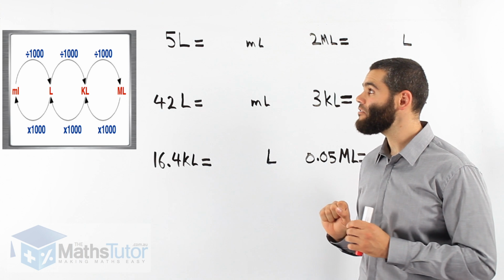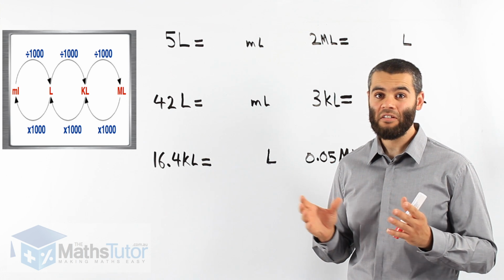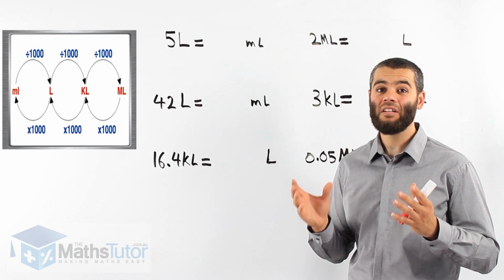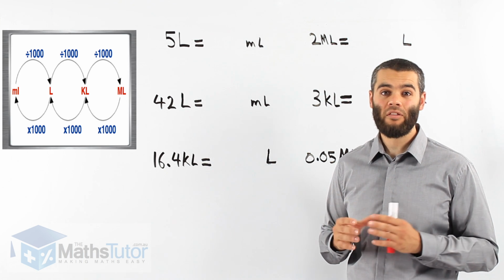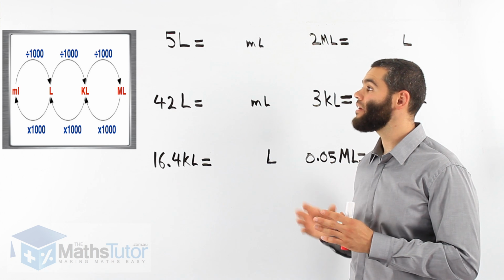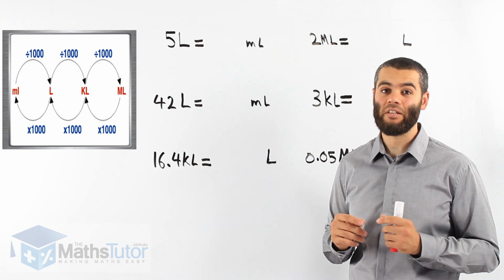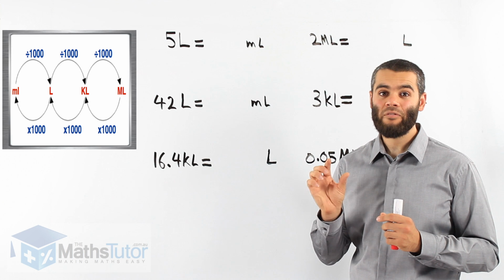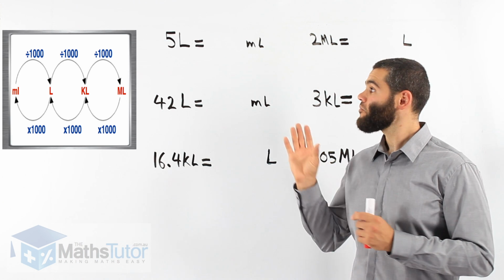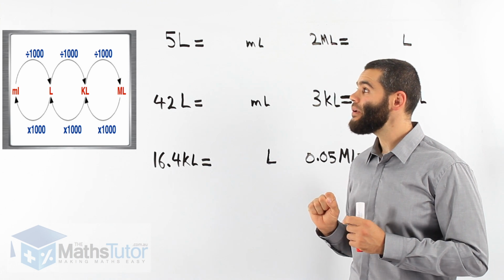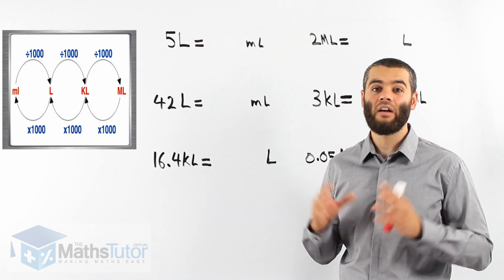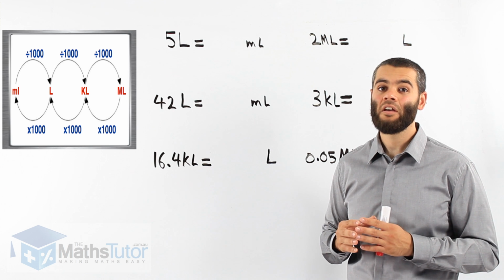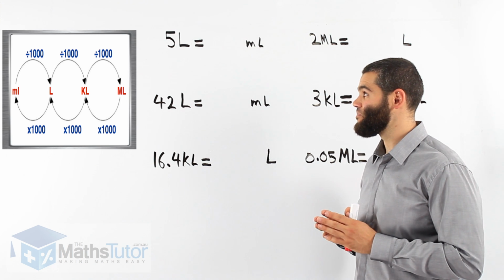From milliliters to liters, we divide by 1,000. Why 1,000? Because there are 1,000 milliliters in a litre. From liters to kiloliters, we divide by 1,000. Why? Because there are 1,000 litres in a kilolitre. And the word kilo, in fact, means 1,000. And from kiloliters to megalitres, we again divide by 1,000 because there are 1,000 kilolitres in 1 megalitre.